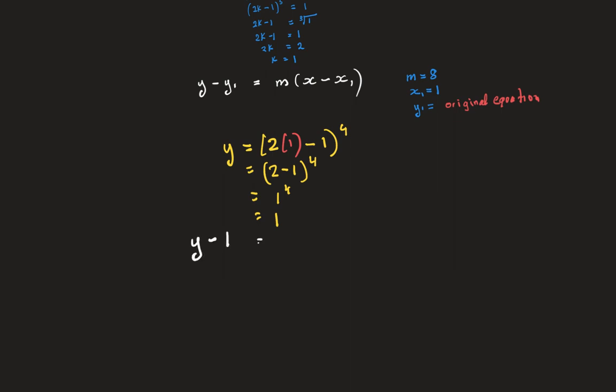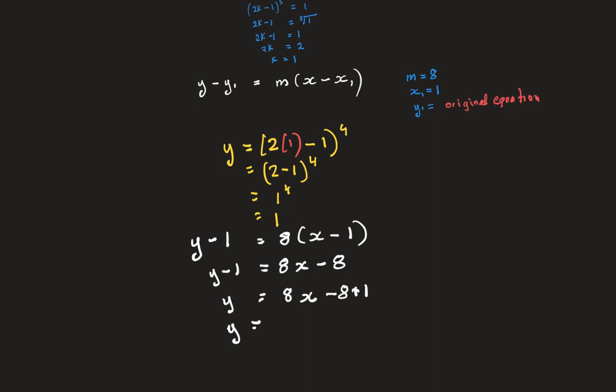y minus 1 is equal to 8(x minus 1), that's equal to y minus 1 is equal to 8x minus 8. So y is equal to 8x minus 8 plus 1, and we end up with the equation of the line as y equals 8x minus 7.